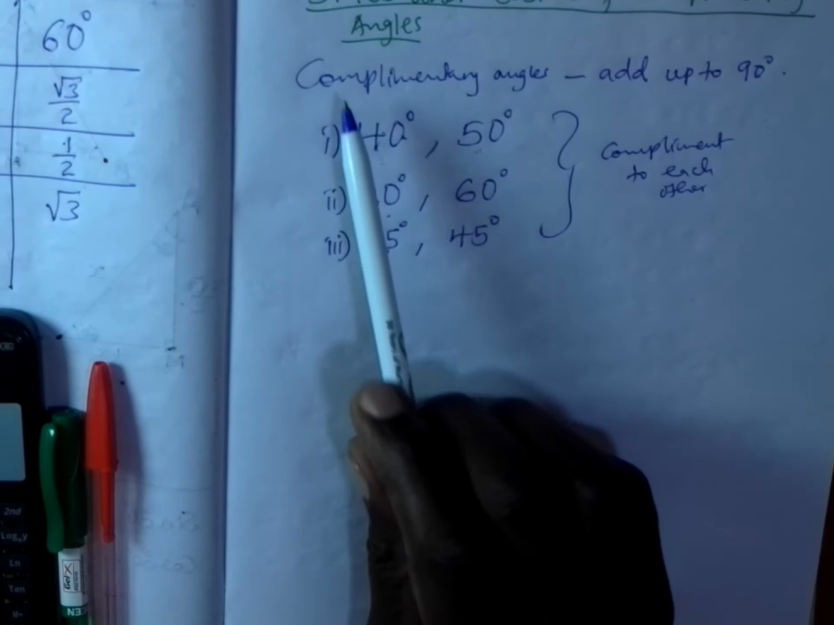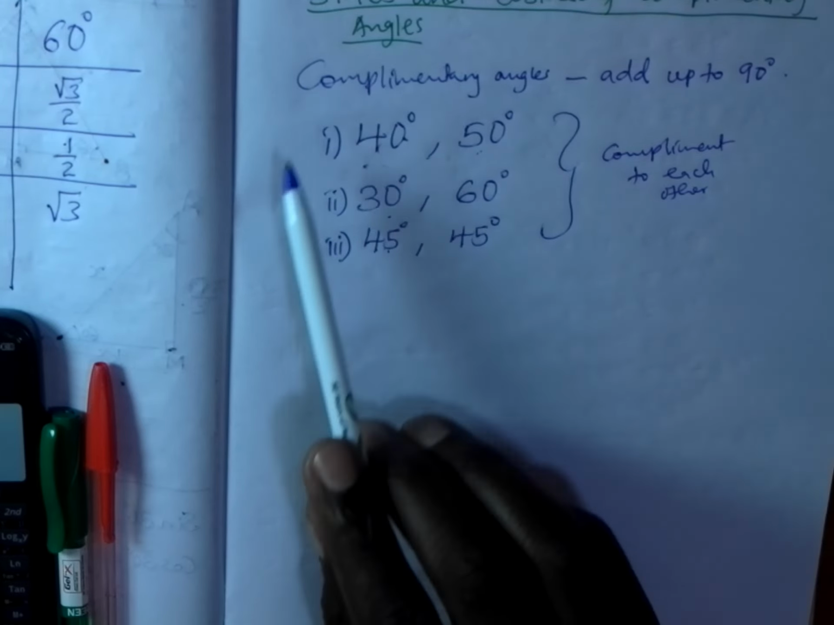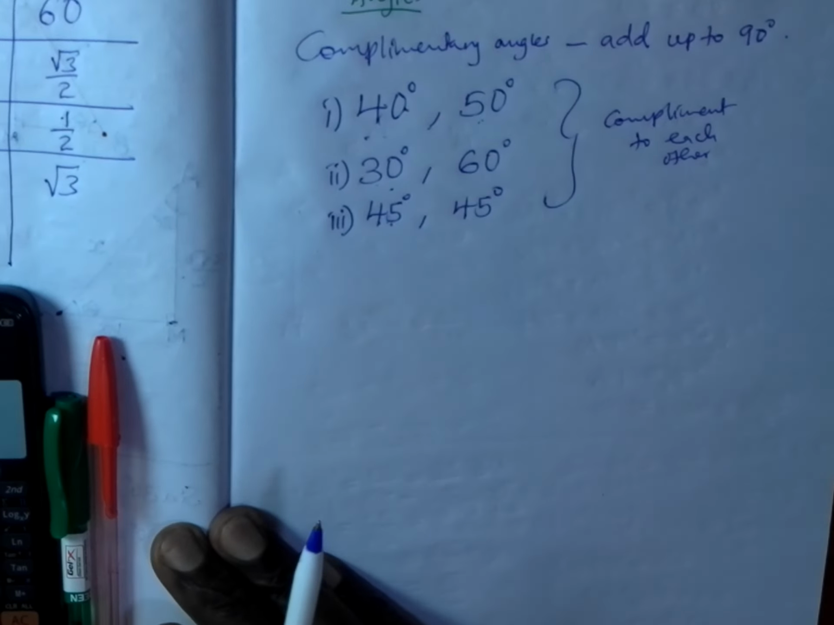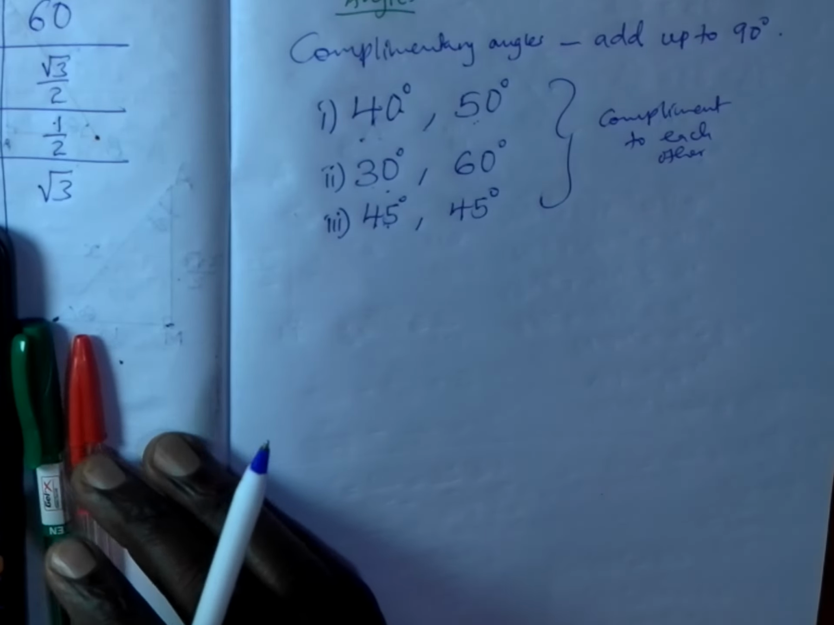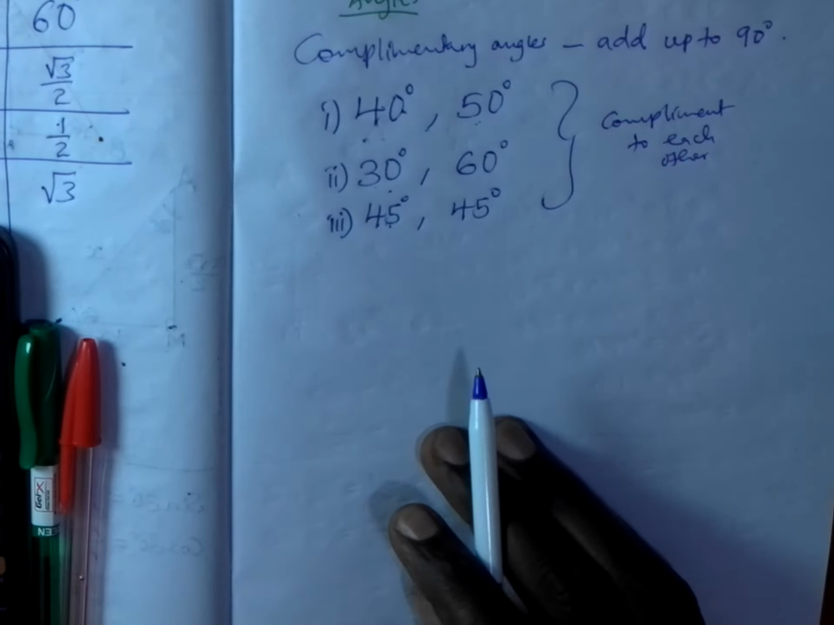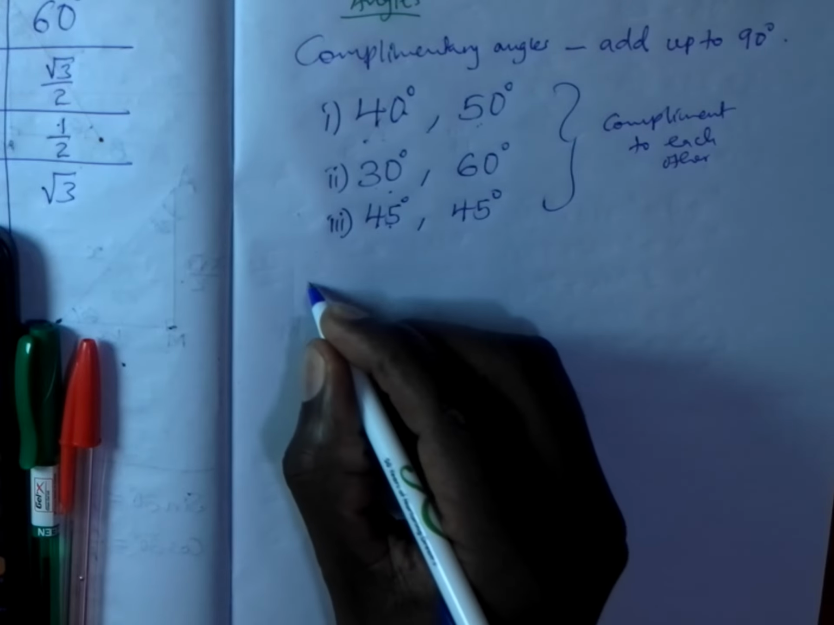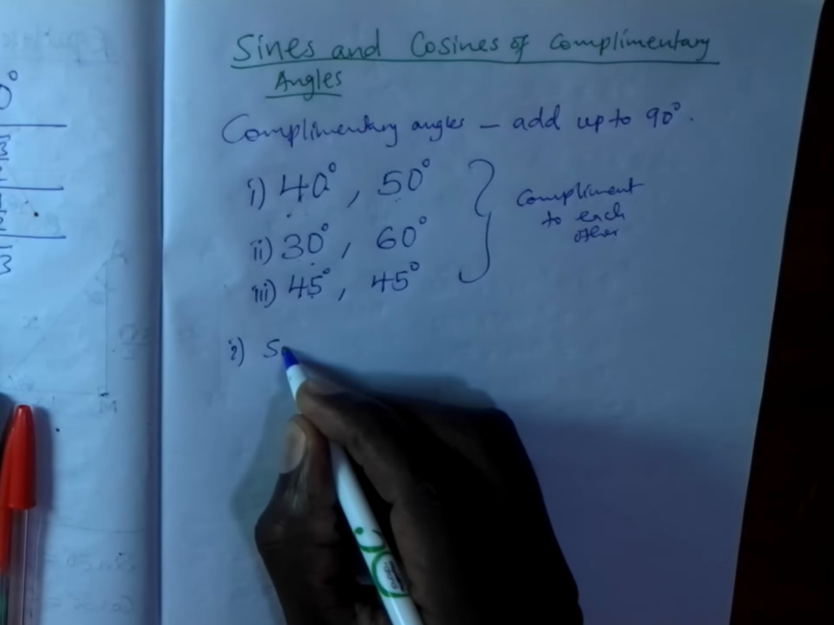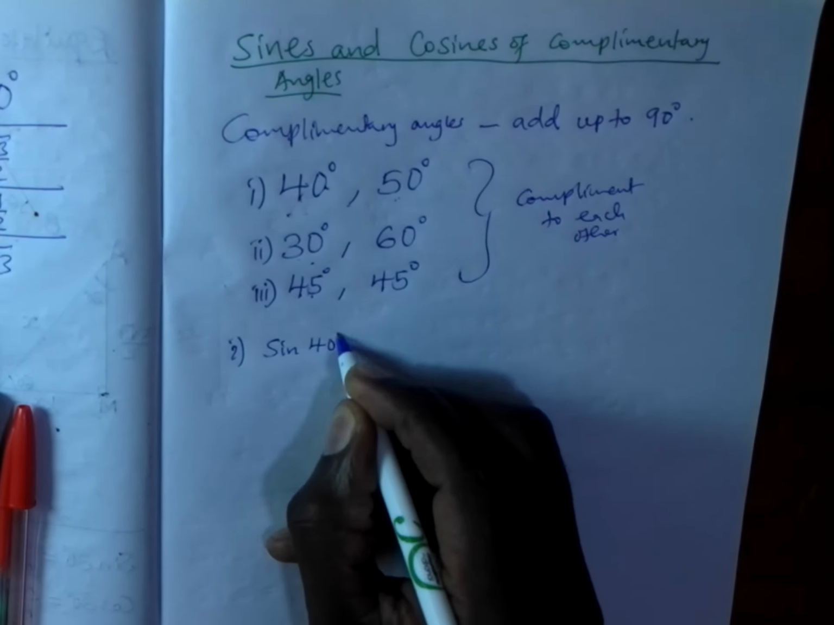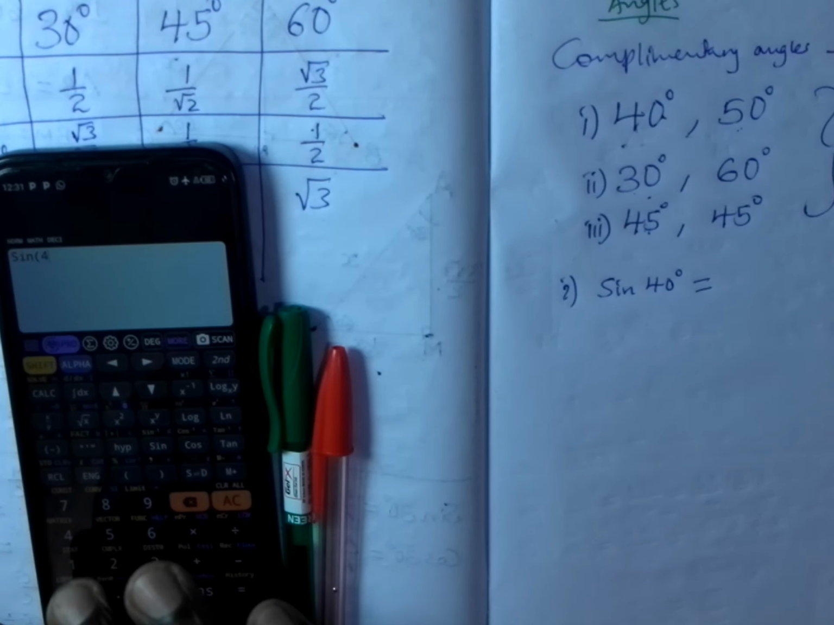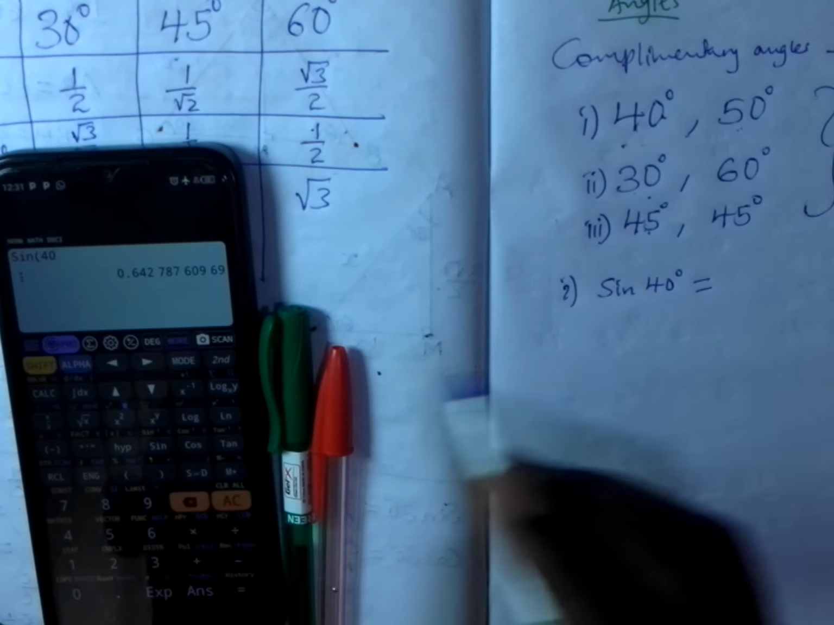And since we want to check sines and cosines of complementary angles, I'm going to use the calculator to find the cosine and sine of these angles, which are complementary angles. So we start with the first one. Consider what will be sine 40 degrees. So sine 40 degrees using the calculator.